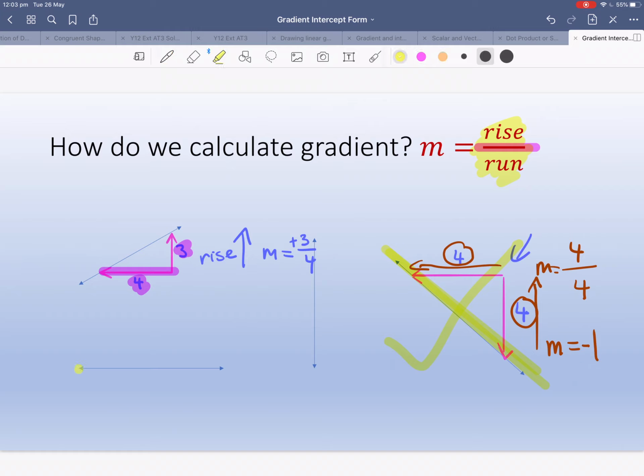Remember, gradient means slope. So this one's flat, so the gradient will be 0, okay? Because there is no slope, there is no gradient, okay? And this one is undefined because it's crazy, okay? So what is gradient? It's rise over run, and it's just a fraction. How much has it gone up compared to how much has it gone across?